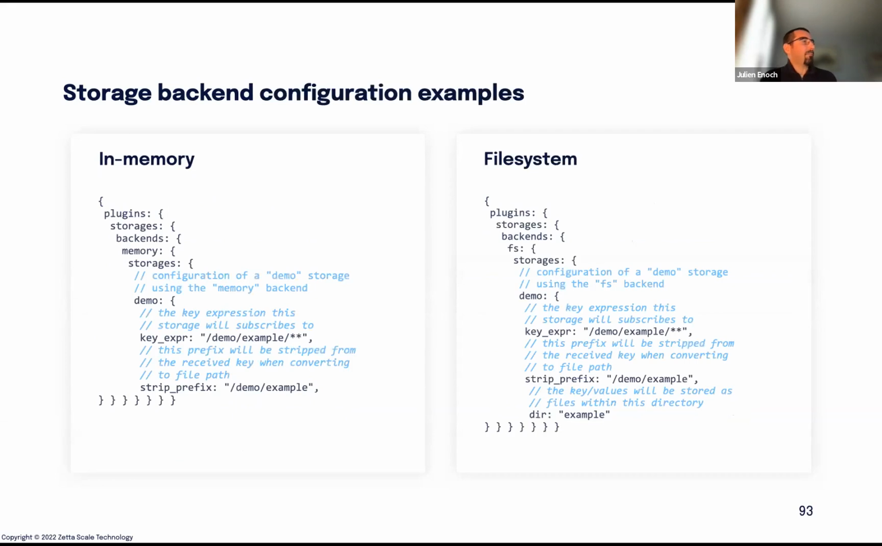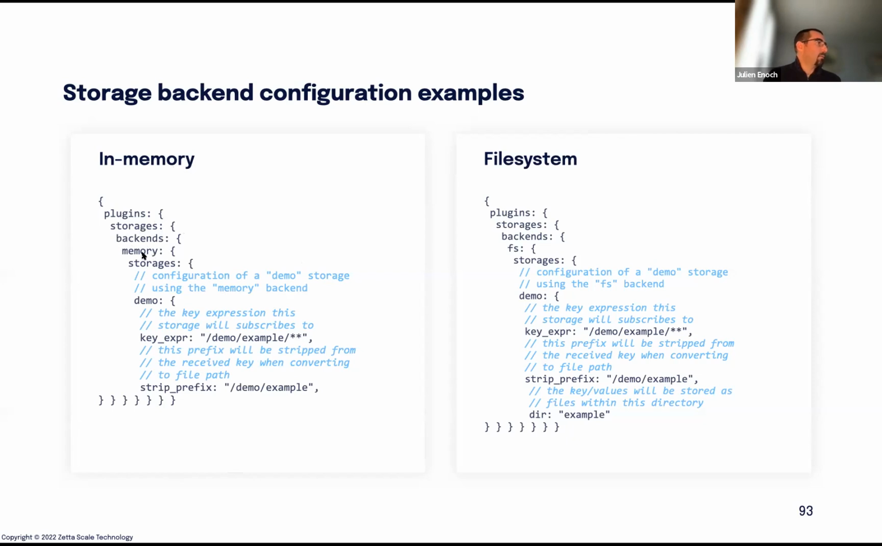So let's have a quick focus on the way to configure the plugins and the storages. This is an example of a configuration file for the Zenoh router in JSON5 syntax. So for instance, on the left side, we have a configuration of a router that will load the storages plugin. Inside the plugin section, there is a section for the storages plugin. And for this storages plugin, we declare several backends, possibly. Here we have only one, which is memory.